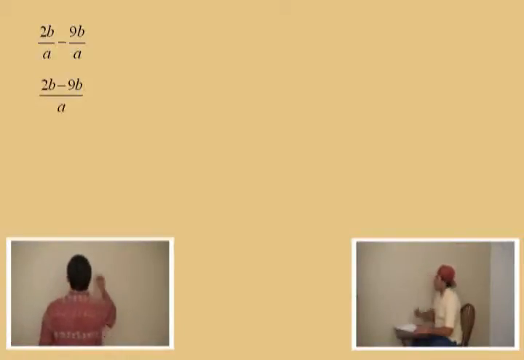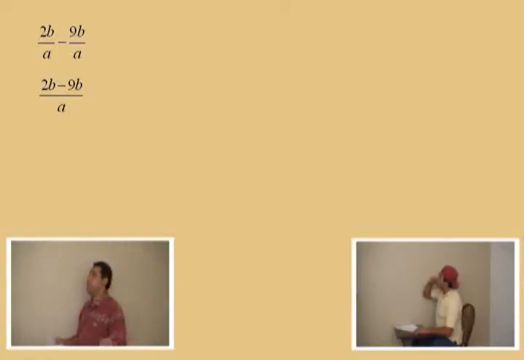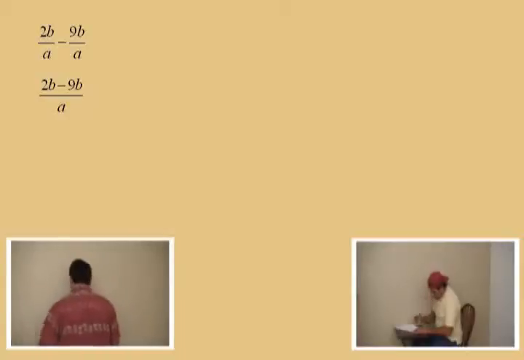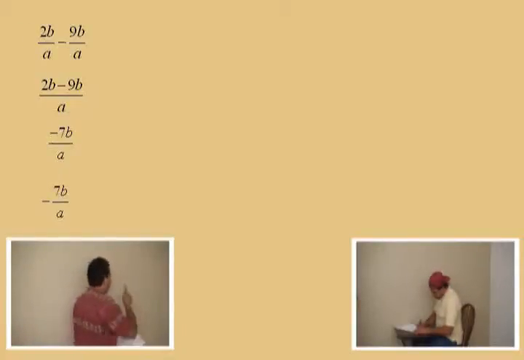So let me write out my steps here in case you forgot. Now notice here, we have 2b minus 9b over a. The denominator stays as an a. And 2b subtract 9b is a negative 7b over a. And remember, we can write our answer as negative 7b over a, just like it is right there. And don't forget to box your answer. So let's go on to the next problem.